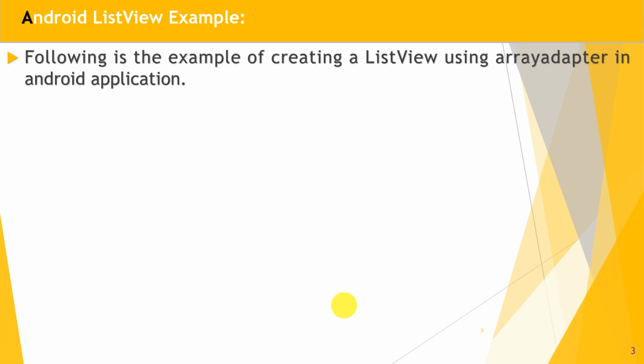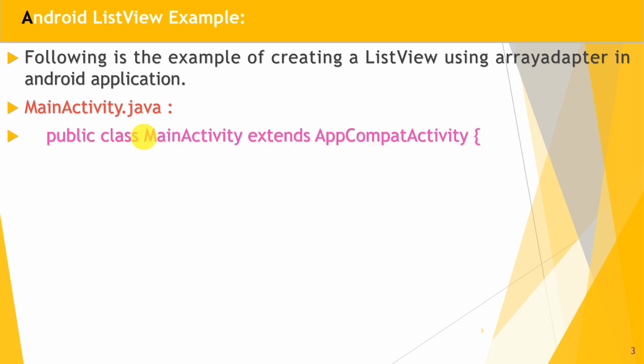Now it's time for an example. We have to create a list view in our activity using an array adapter in the Android application. So what is the code? In MainActivity.java, we have one class, MainActivity, which extends from AppCompatActivity. Now our MainActivity becomes an activity class.